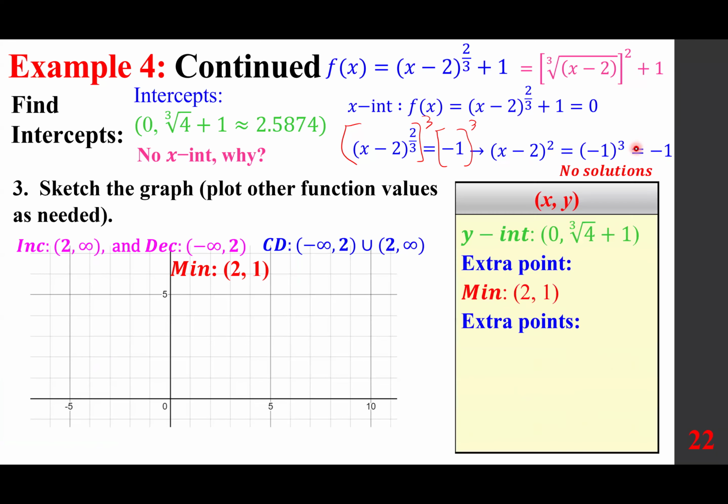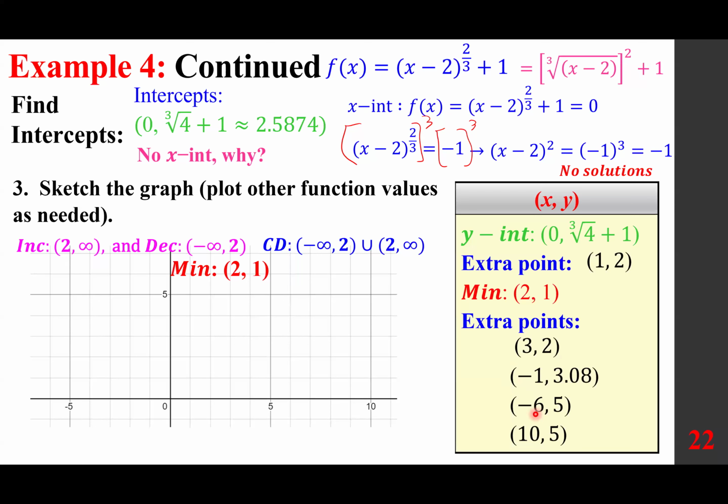Sketch the graph. We are going to use what we have. And if it's not good enough, we're going to use extra points. Those are easy points we're going to use. First, points that we can easily calculate. If I plug in 1, minus 2 becomes negative 1, cube root is negative 1 squared, positive 1, and 1 is 2. If I plug in 3, I get the same thing because 1, cube root is 1 squared is 1, and 1 is 2. Those are easy points. These 3 points are also easy.